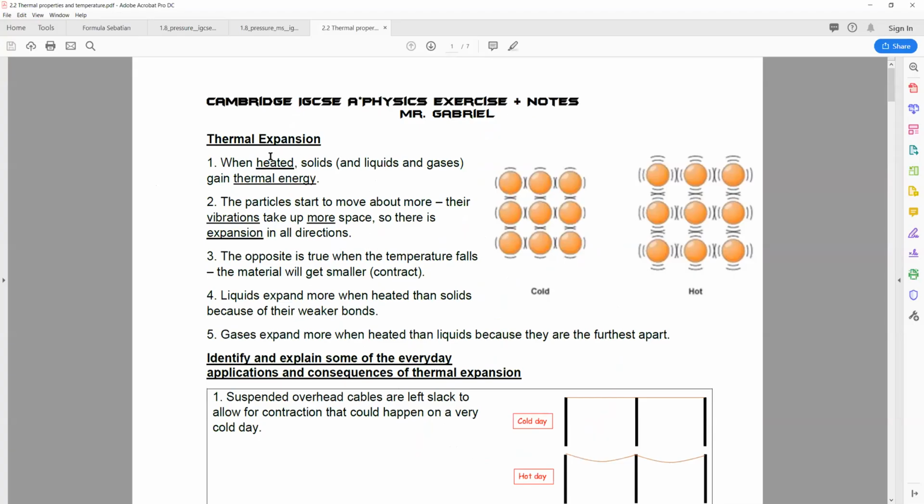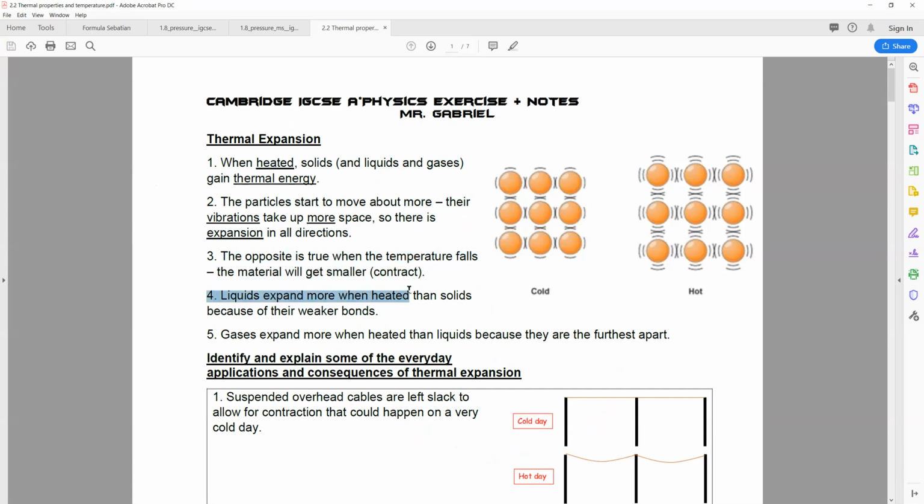Good. If you look at these statements here, it is a structured version of what I've just mentioned. Number one, when heated, solids, liquids and gases gain thermal energy, the particles start to move about, their vibrations take up more space, so there is expansion in all directions. When it's hot, it looks something like this graphically. The opposite is true. When the temperature falls, the material will get smaller, contracting.